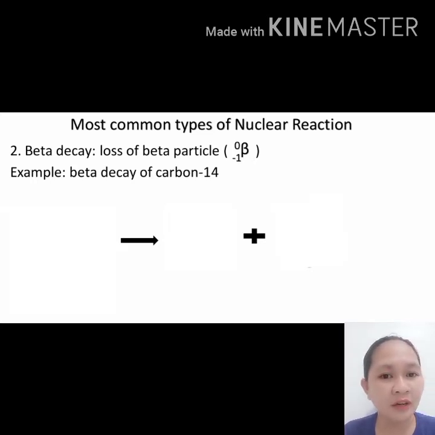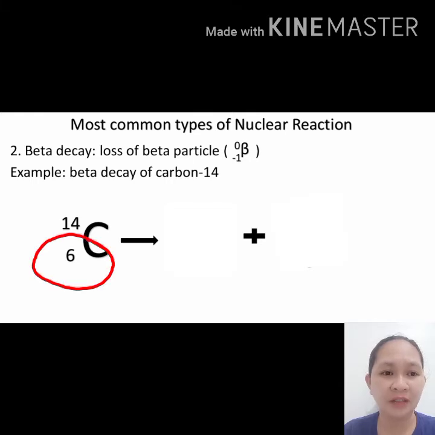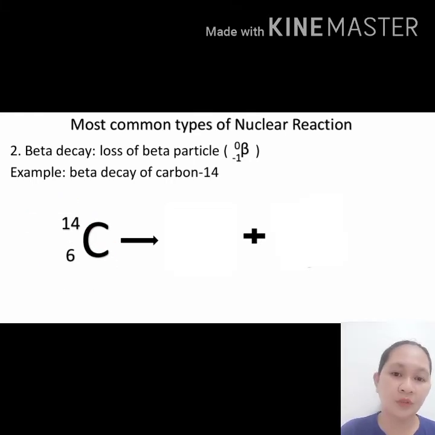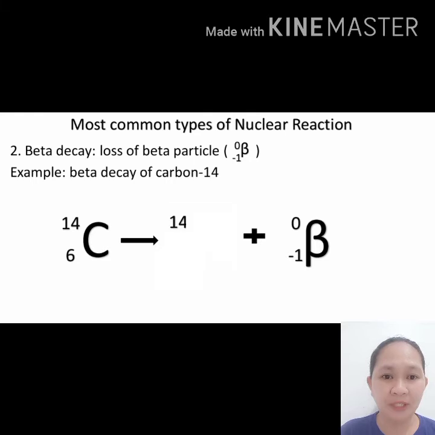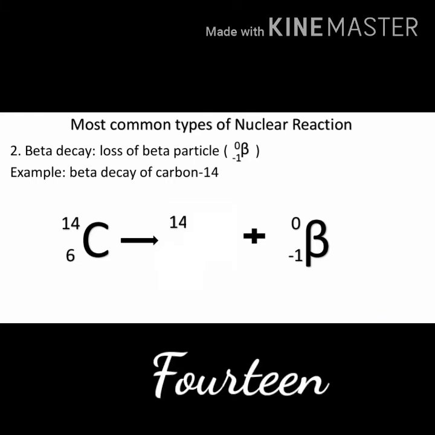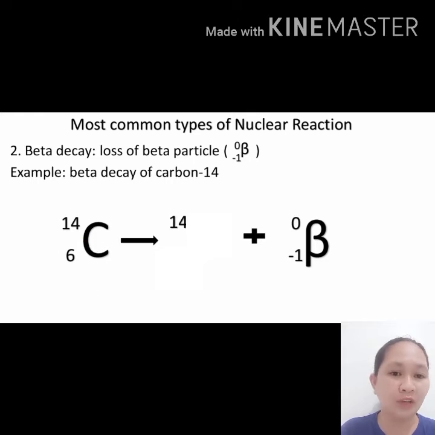We have here an element which is carbon. So, kung makikita natin, yung ating element ay mayroon siyang atomic number na 6 at atomic mass na 14. So, ang gagawin natin, i-minus natin yung superscript ng carbon element sa superscript ng ating beta particle. So, 14 minus 0 is equal to 14. 6 minus negative 1 is equal to 7.